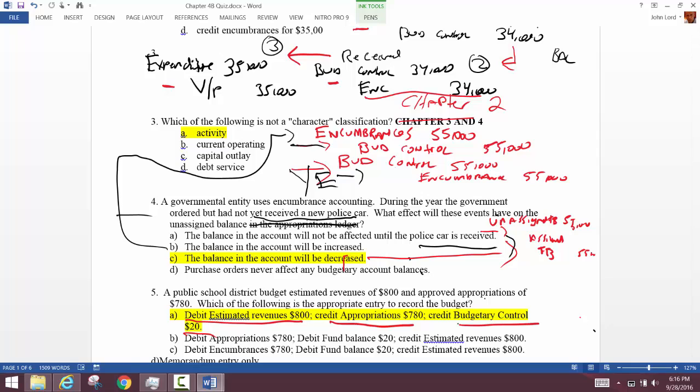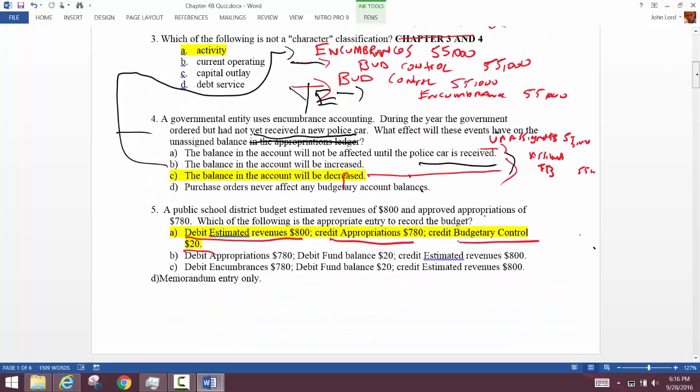All right, let's take a look at this next one now. We have this public school district, and the public school district had estimated revenues of $800. It had approved appropriation of $780. And we say which of the following would be the appropriate entry to record the budget. This is that very first beginning of the year entry that we make, which is to debit the estimated revenue, credit the appropriation, and since this government had a surplus, an amount that was left over, they credit the budgetary control, don't they?